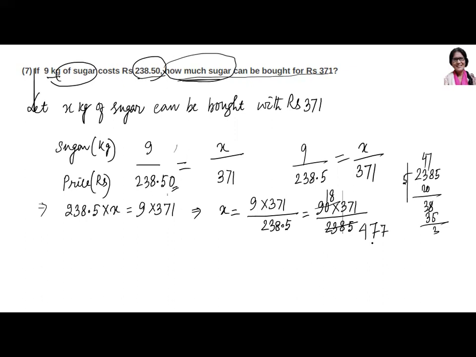How to simplify this? 477, if we take the sum of the digits, it will be divisible by 3. So dividing with 3, I'll get 159. And 371 is not divisible by 3, so I'll keep it.